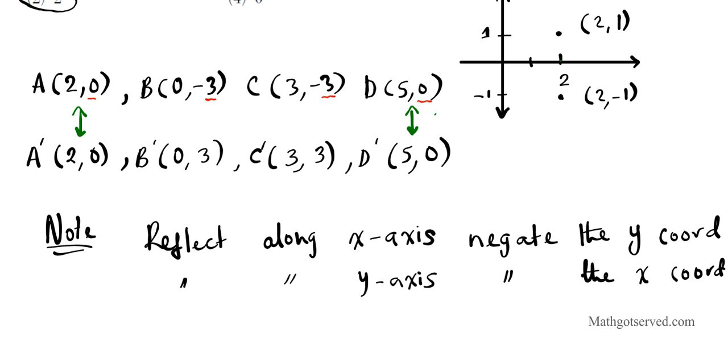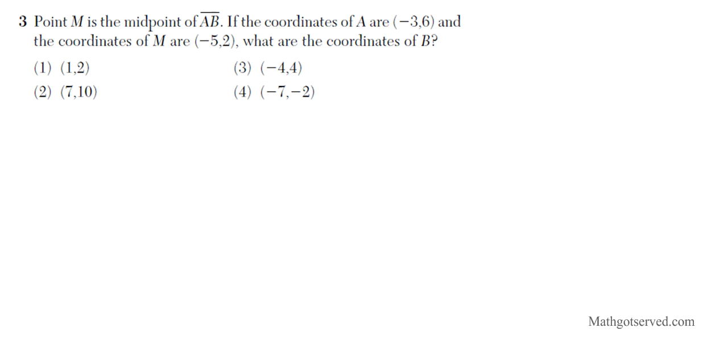All right, moving along to question number 3. M is the midpoint of AB. The coordinates of A are -3 and 6, and the coordinates of M are -5 and 2. What are the coordinates of B? Basically the midpoint formula is the average of the 2 points, right? The average of the x and the y coordinates.